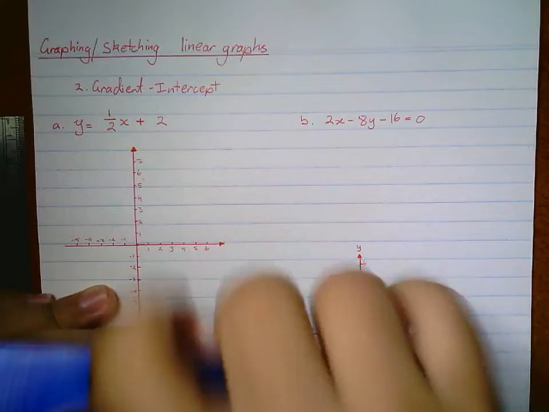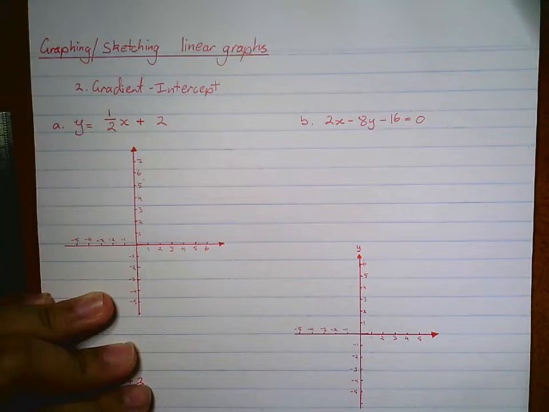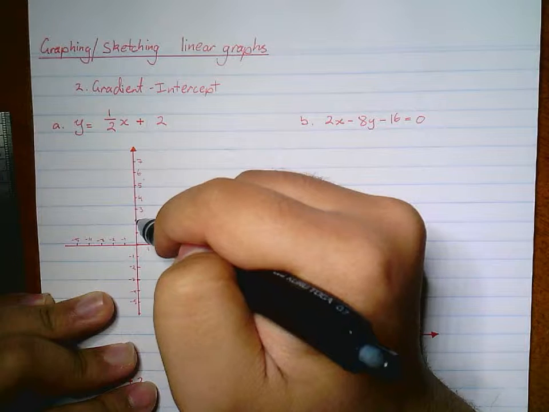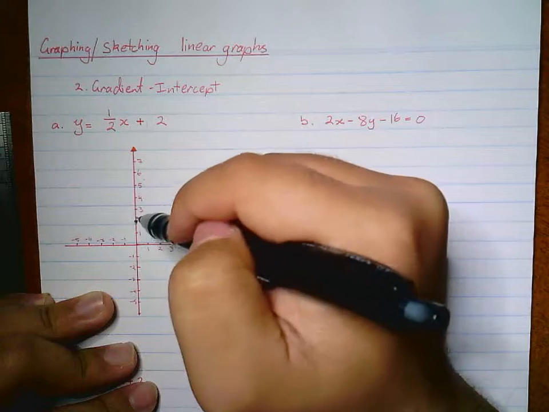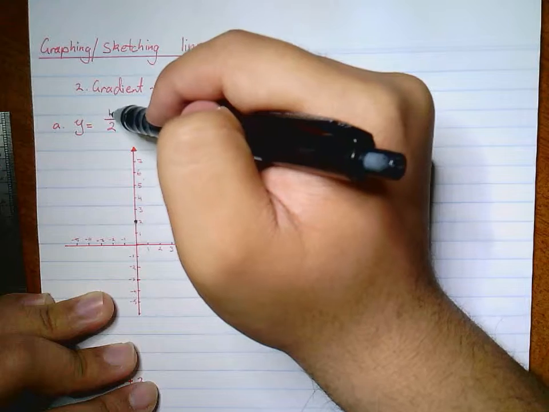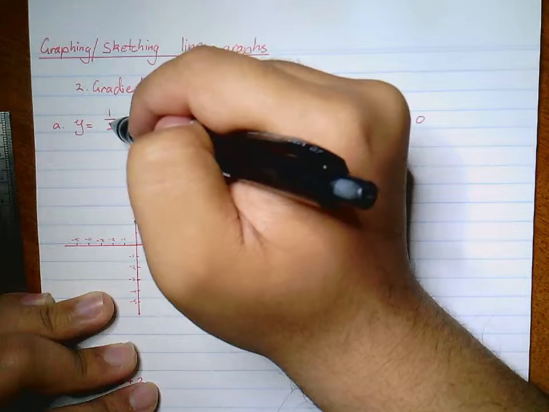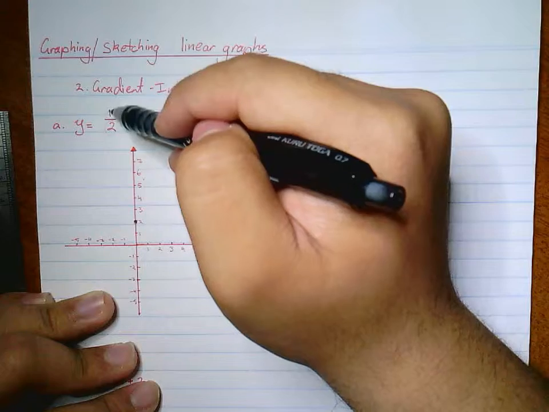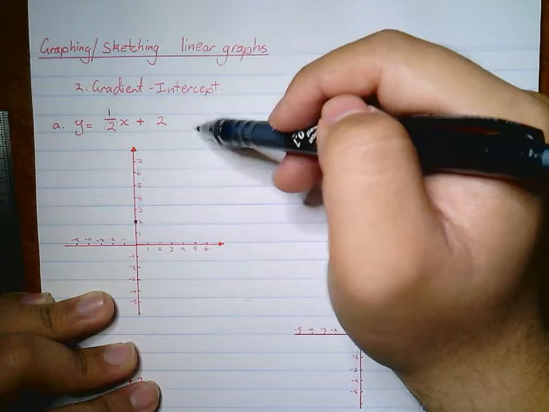Okay, so since we have this already in the gradient intercept form, we already know that this is going to pass through (0, 2) from this value. And using our gradient, we can figure out our next point. So here it says it has a gradient of a half. If we can remember, this is our rise over run. So this means it would have risen 1 unit up for every 2 units across.